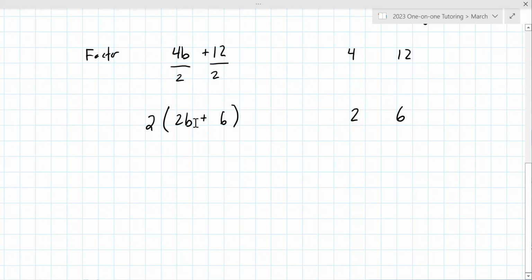Mm-hmm. So you can do it from here, but it's probably better to go back to the previous one and say, okay, it should have been 4. Okay. And you write the 4 on the outside, and then what goes on the inside is 4b divided by 4, 12 divided by 4. So that's b plus 3. Yeah, b plus 3. I noticed when you said one of the other problems, you omitted the operators. They're very important. Okay. Very, very important. Okay.